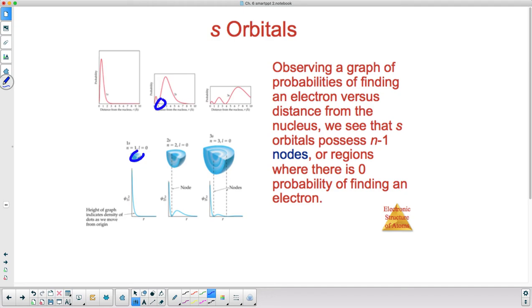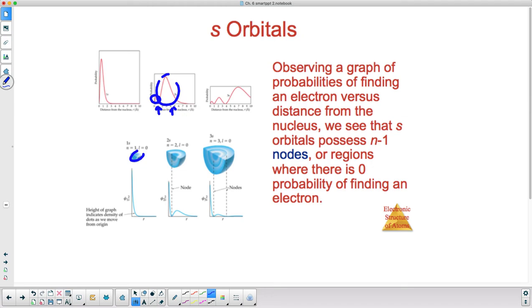A node is where probability drops off to 0. So the places that you could have an electron distance from the nucleus would be a little spot there, and then the rest of it could be there. So the electron spends a very little amount of time in there, but most of the time in there, because it's a much larger area.